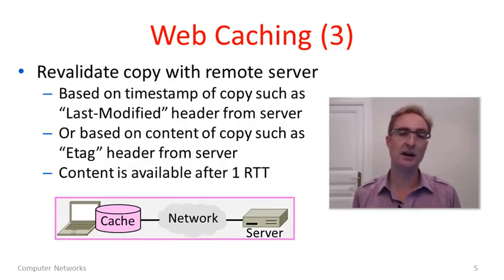But even when we can't locally revalidate the copy because we don't have an expires header and we're unwilling to guess, there's a second strategy we can use, which can greatly help by reducing the amount of information we send over the network. And that is to revalidate the copy with the remote server.